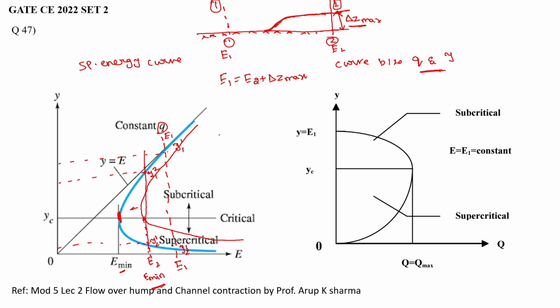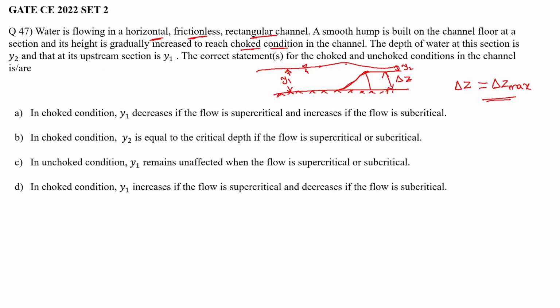Okay, to maintain the discharge, that particular condition is called choke flow. When the choke flow happens, the depth is more than the Z max, such that the specific energy for a given constant Q is not available. During that case, the flow condition is called a choke flow. Okay, now read the options.